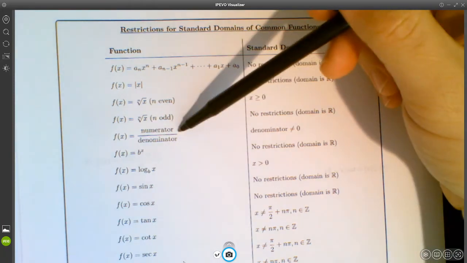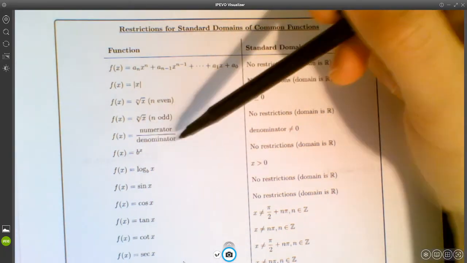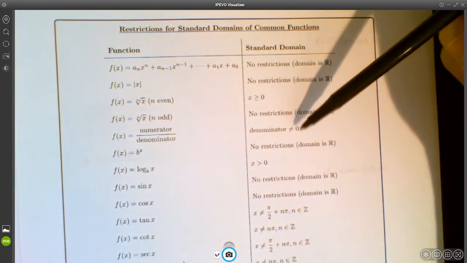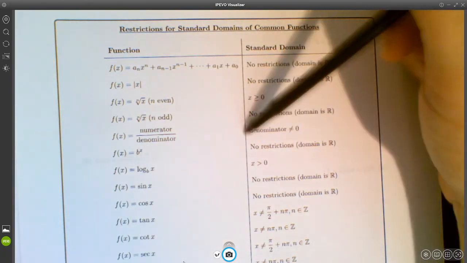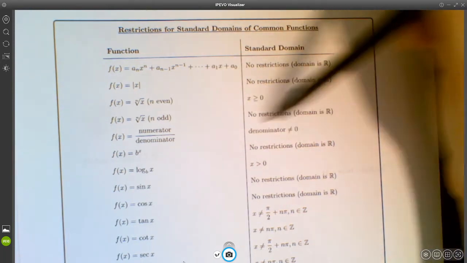When it comes to rational functions, we know that the denominator can't be zero, right? Because division by zero is undefined. So the standard domain is going to be all reals except for the numbers that make the denominator equal to zero. So that's what you would say. You say the denominator can't be zero.